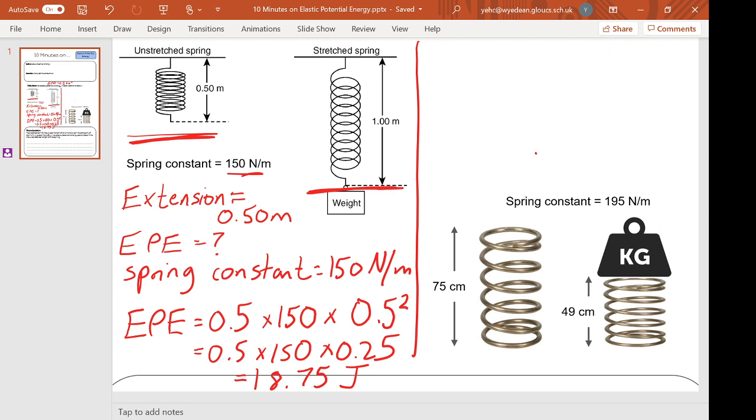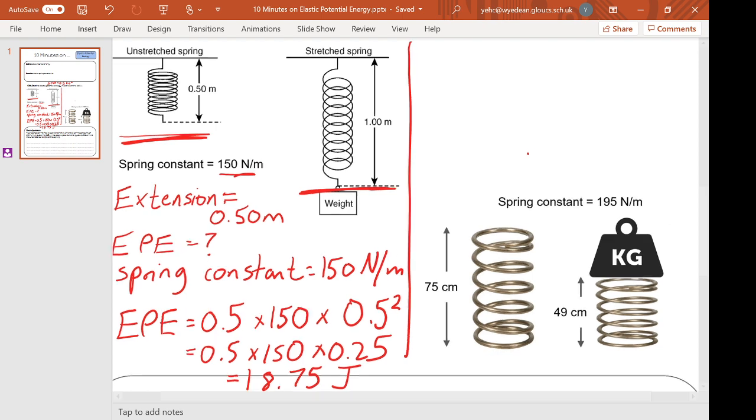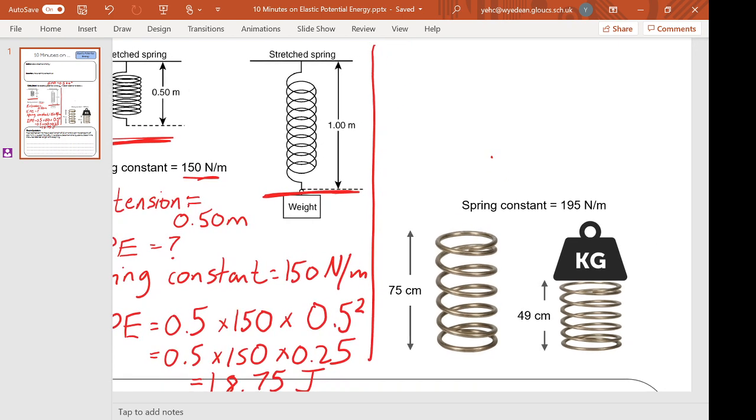So that is the elastic potential energy equation. We start off with 0.5 because that's just part of the formula. We times it by the spring constant, which is how stretchy something is. And then we're going to times it with the squared value of the extension. Now here's my second example. In this case, it's a compression. Even though it got compressed instead of extended, the E value is still going to be the E value.